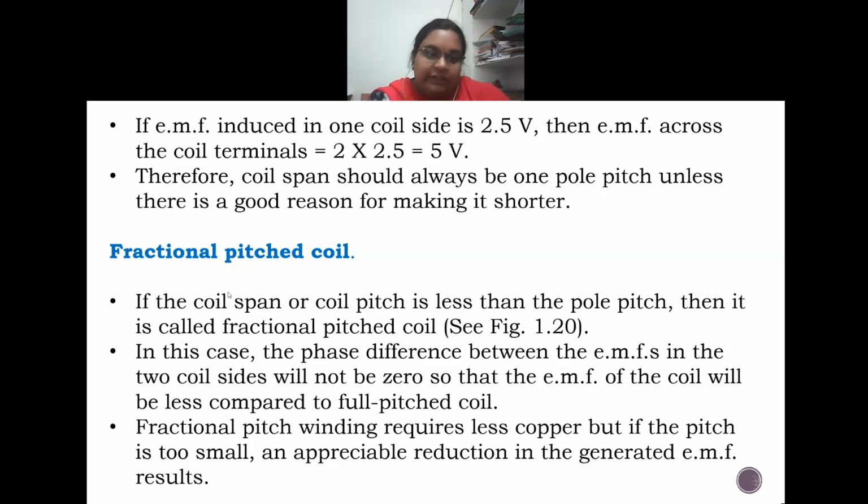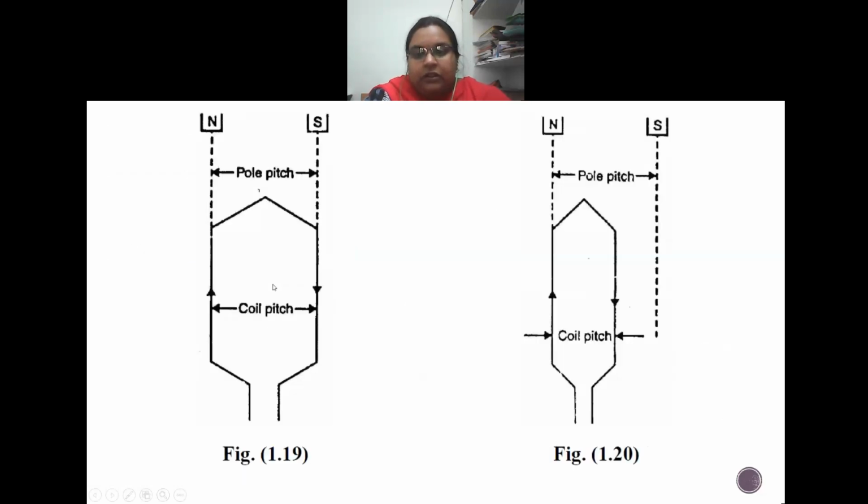Now we are going to see the fractional pitched coil. If the coil span or the coil pitch is less than the pole pitch, then it is called a fractional pitched coil. This diagram on the right hand side is showing us a fractional pitched coil. Here you can see the coil pitch and the pole pitch are not equal.